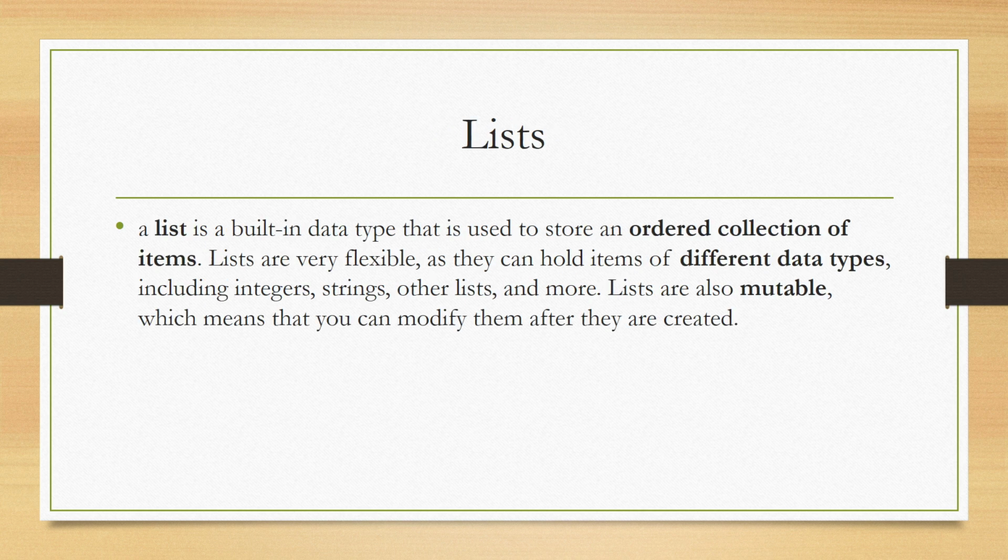A list is a built-in data type that is used to store an ordered collection of data items. They are very flexible. They can hold items of different data types, such as integers and strings. Lists are mutable, meaning that you can modify the data after you've created them.